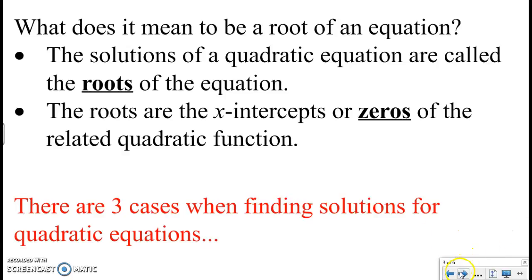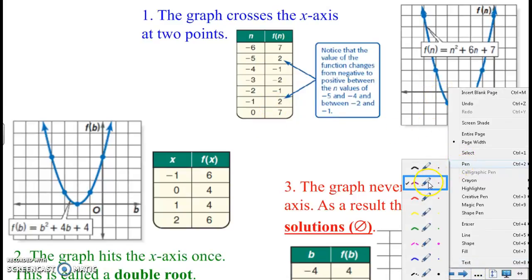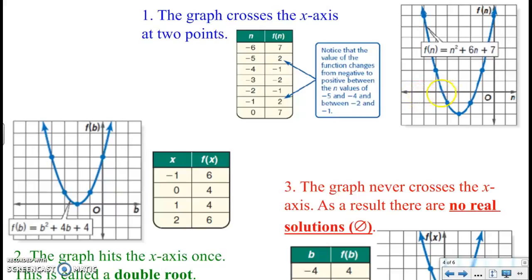So there are three cases when we're finding solutions for quadratic equations. The first one, off to the right here, is when the graph crosses the x-axis at 2 points. So you'll notice right here we have 1, 2 points. Now these are actually at decimals, so we would have to approximate them. They're somewhere between -4 and -5 and -1 and -2, but there are two solutions.